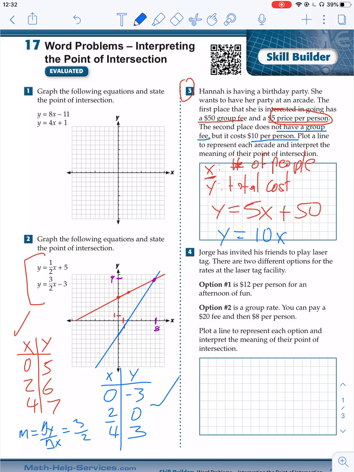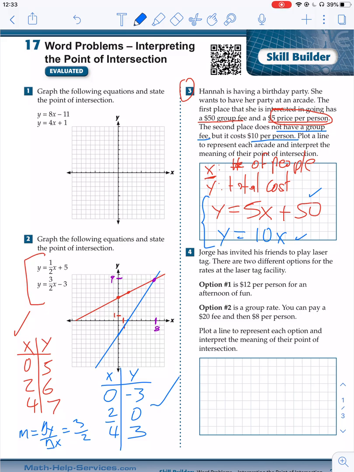The point of intersection in this case is basically a specific number of people. If that many people attend the party, it doesn't matter which arcade she goes to, she's going to end up paying the same amount anyway. It's a special number where regardless of which arcade she chooses, she pays the same price.